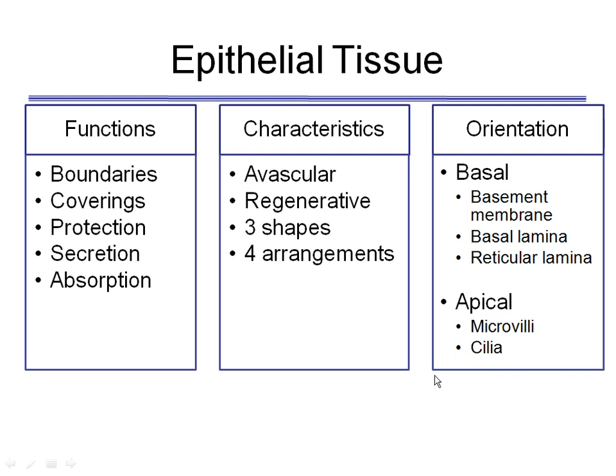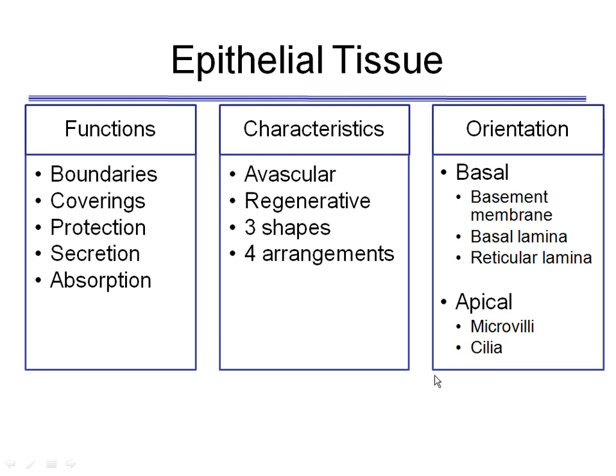Characteristically, you have to understand what makes epithelial. Epithelial tissue is avascular. Your book's going to say something slightly different. Avascular means no blood supply. Now, warning. Epithelial tissue is highly regenerative. It does a lot of mitosis and replaces itself pretty easily.